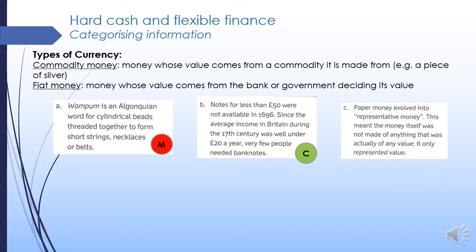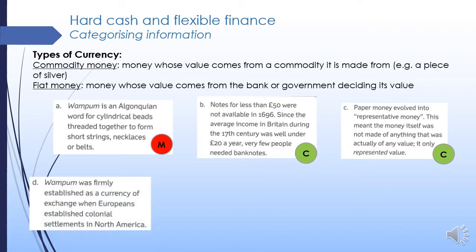C. Paper money evolved into representative money. This meant that the money itself was not made of anything that was actually of any value. It represented value. As we said, the dollar is just a piece of paper, it does not equal anything but a piece of silver or gold that supposedly the federal bank in America has. So it equals something, it represents value, not value in itself. For our question, this is on the history of credit.